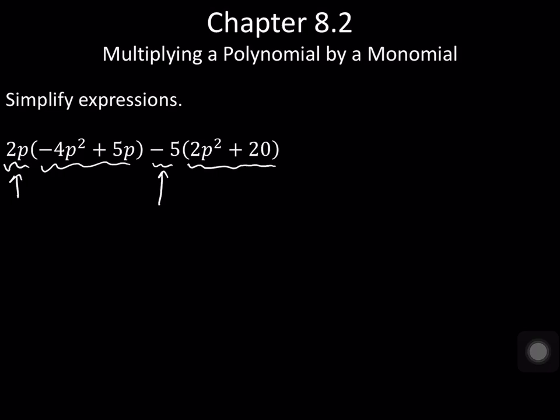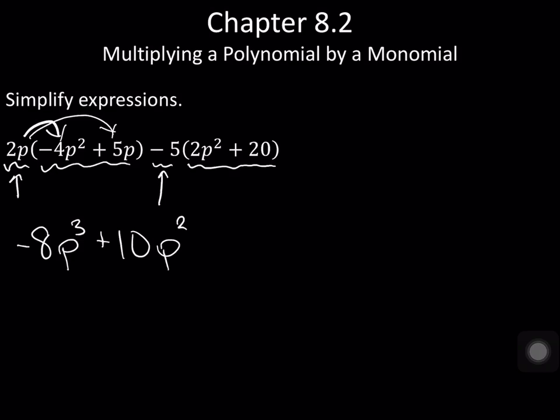So let's take the 2p times the negative 4p squared. 2 times negative 4 would be negative 8. P times p squared would be p cubed. Okay. 2 times a positive 5 would be a positive 10. And p times p would be p squared. And then that first set of parentheses there is simplified. Right? There's nothing else to do inside the parentheses. Nothing else is trying to multiply its way in, or there's no exponents to deal with.